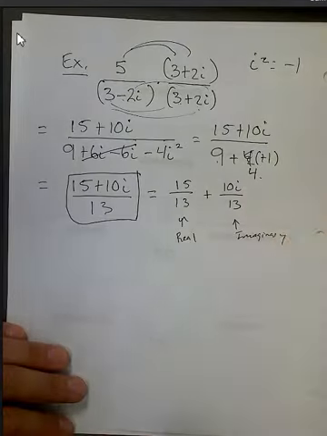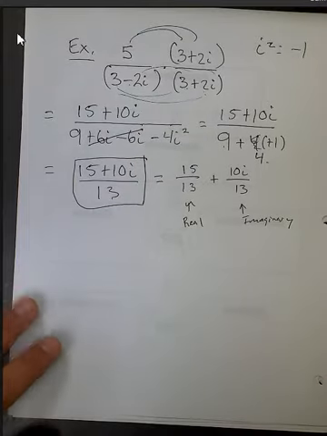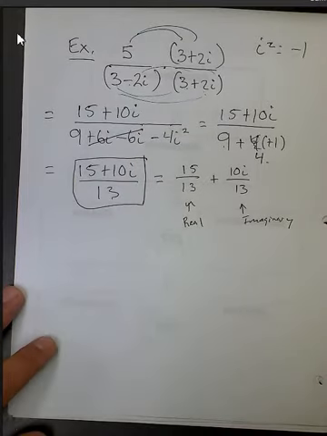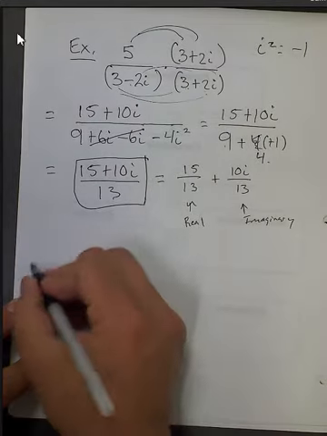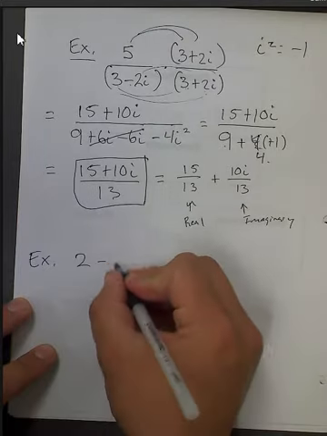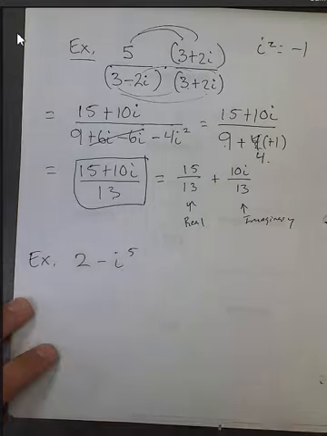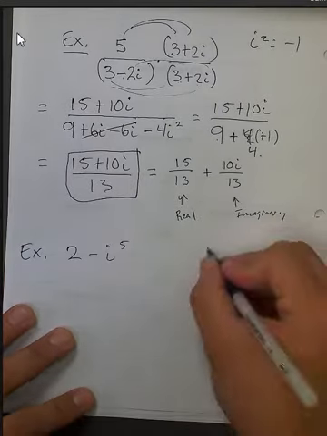Okay. Last example problem, it's real simple. Let's do something like this. Example. Let's do 2 minus i to the 5th power. Okay? Well, the thing about imaginary numbers, so let's just go make a little chart over here.